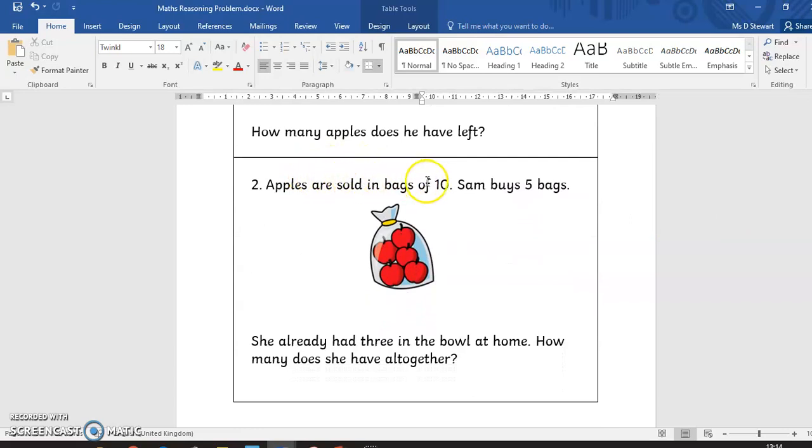Apples are sold in bags of 10. Sam buys 5 bags. She already had 3 in the bowl at home. How many does she have altogether? So for these, I want you looking at those keywords in the problems, left, altogether. That gives you a clue about what you need to do.